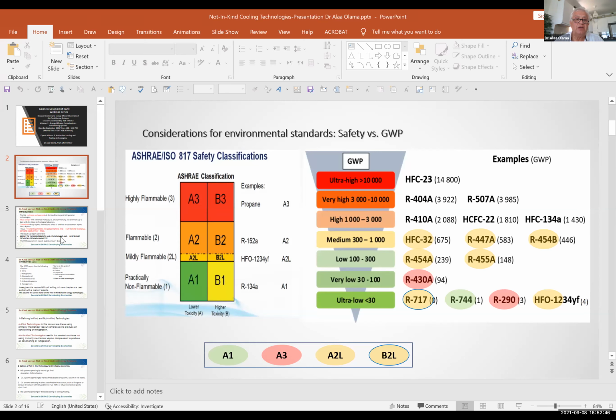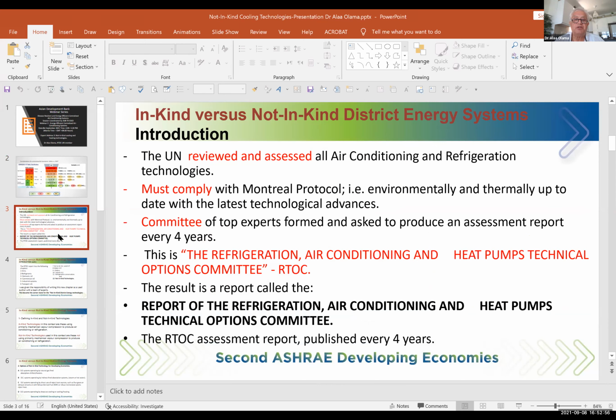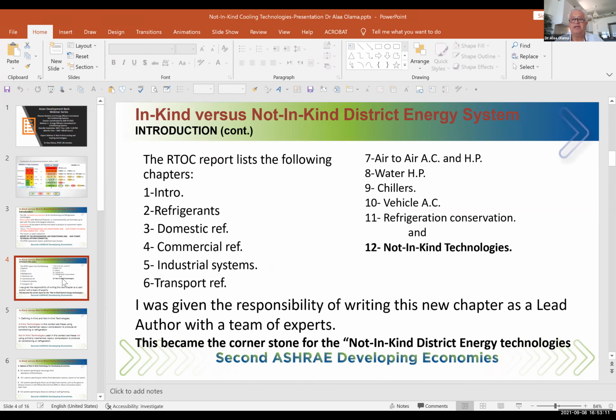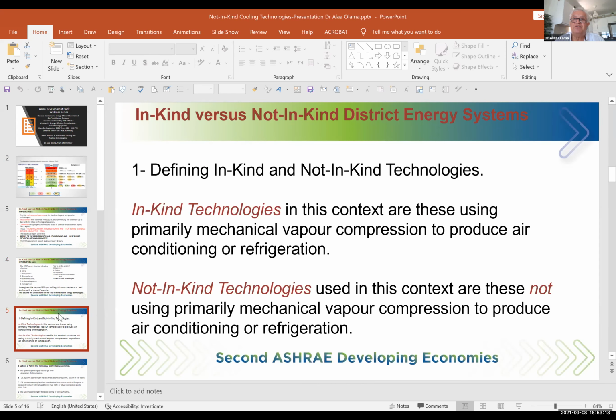So this is why we started looking more closely at the not-in-kind cooling technology. The report of the Refrigeration Technical Options Committee that is published every 4 years talks extensively about those systems. The report has 13, it used to be 12, now the new one will have 13 different chapters. In chapter 12, not-in-kind technology, talks about different technologies that are used. I would like to talk extensively about that because very few of us are familiar with this sort of technology.